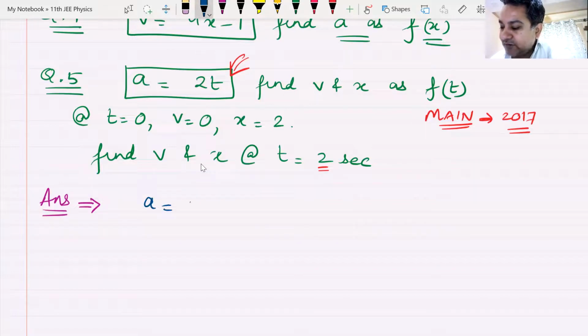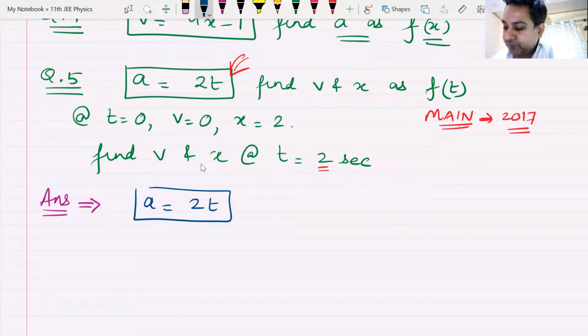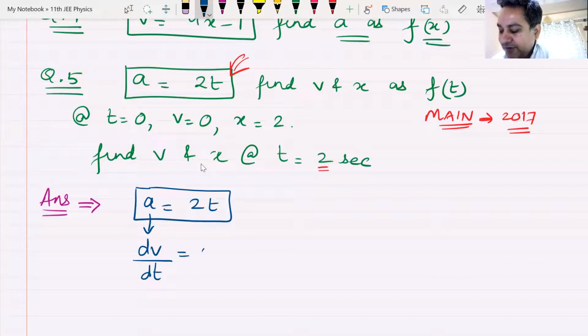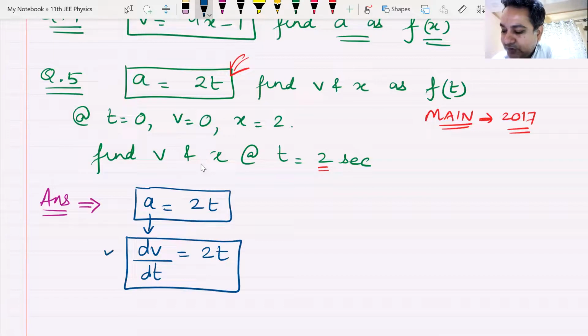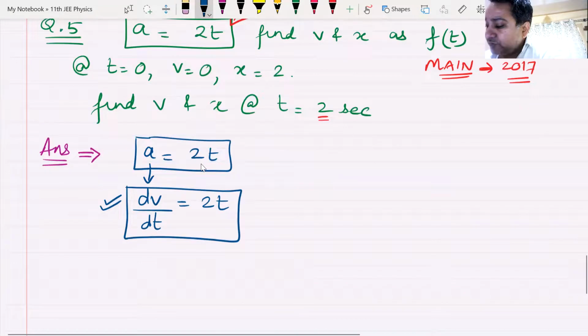So acceleration is given as 2t. You all know this. Now acceleration can be written as dv by dt. So my dv by dt is 2t. As soon as you get to this step, the question gets solved. Now you can write it as dv is equal to 2t dt. Yes or no?